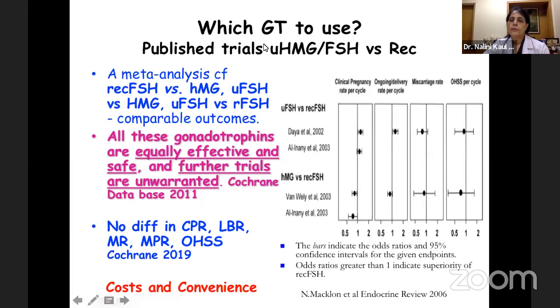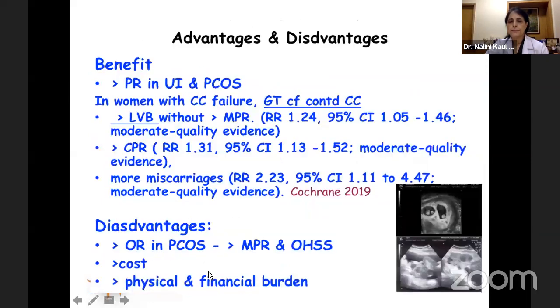The next important thing, and over the years, this has happened with all, reps telling us this is the better HMG, this is the better FSH, but Cochrane has finally put a stamp on it and said all gonadotrophins are equally effective and safe, and further trials are unwarranted, whether it's recombinant, whether it's urinary, whether it's HMG or FSH. There is no difference in clinical pregnancy rate, live birth rate, miscarriage rate, multiple pregnancy rate, or OHSS. So please use what is relevant to you in terms of cost and convenience.